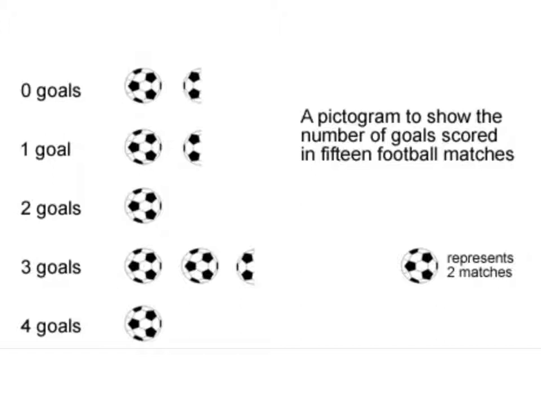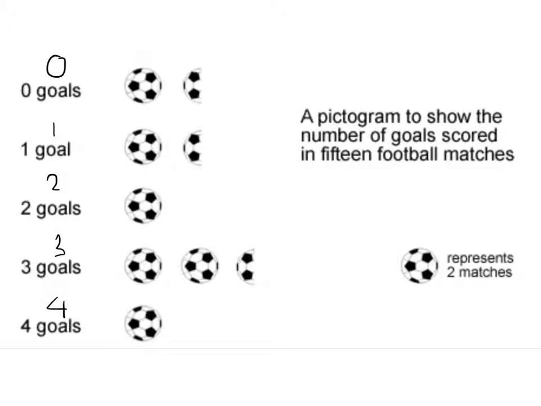So here's a pictogram that shows the number of goals scored in 15 football matches. And again, the football represents 2 matches. Just about see this, I'm like this: 1 goal, 2 goal, 3 goal. Actually, I'll go back, that's not quite right. It should have been 0 goals, 1 goal, 2 goal, 3 goal and 4 goals.